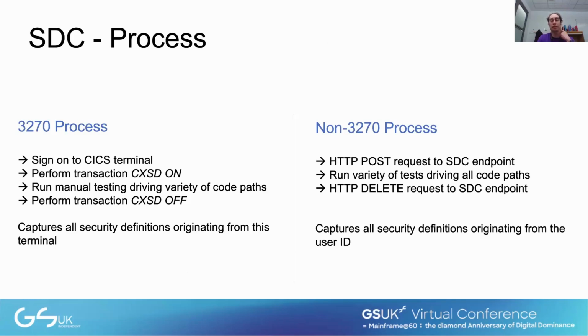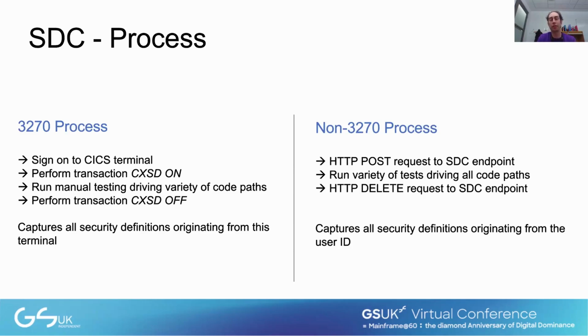So I mentioned the two processes, 3270 and HTTP. So with 3270, we sign on. We use a CXSD transaction to turn definition capture on, run the tests, and then turn it off again. And that captures everything originating from that terminal. So that really is a manual process.